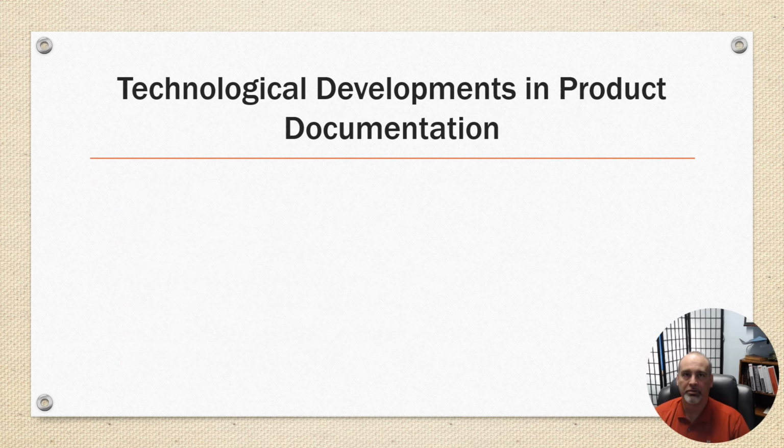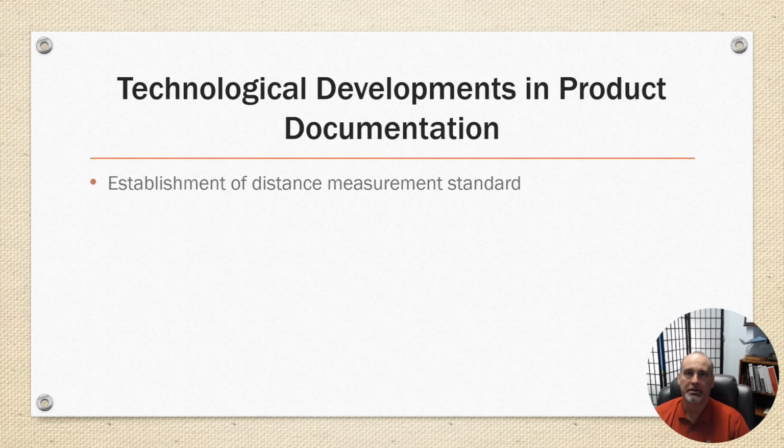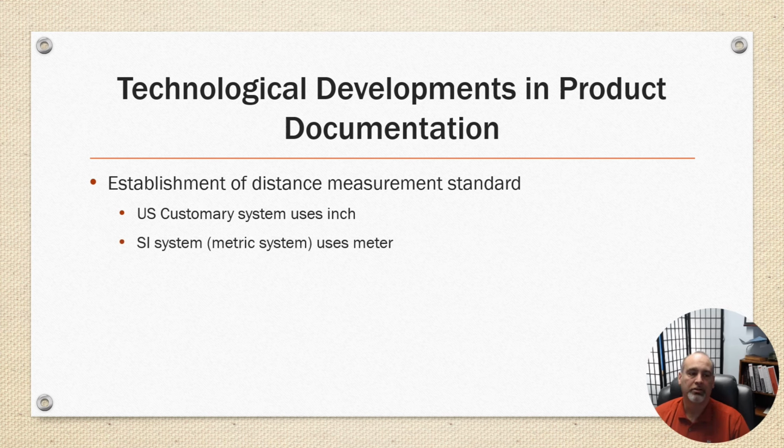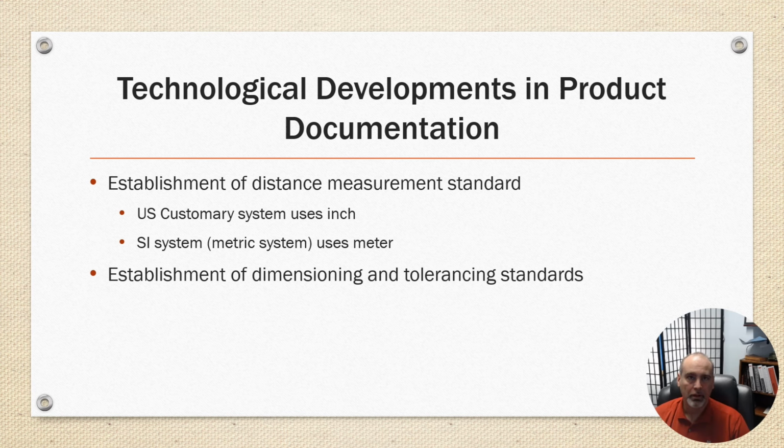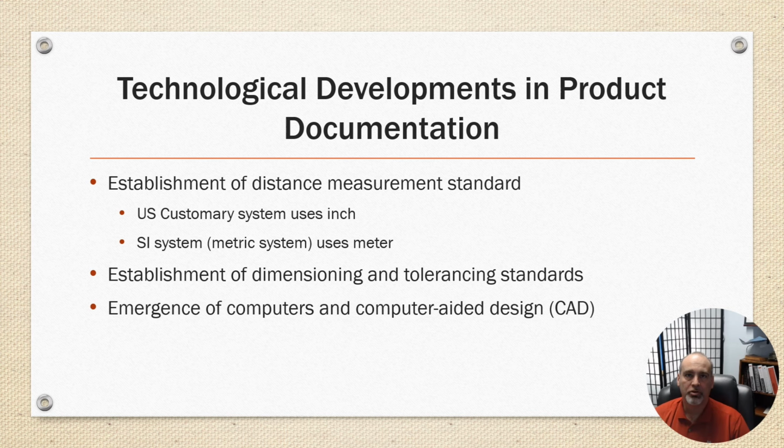Technological developments in product documentation have occurred over time. The establishment of distance measurement standards, and there are two used in the United States. There is the U.S. customary system, which uses the inch, and we are one of four countries in the world that have our own unit system, rather than using the SI system, which is the metric system, which uses the meter as its basic unit. The establishment of dimensioning and tolerancing standards, and the emergence of computers and computer-aided design, or CAD.